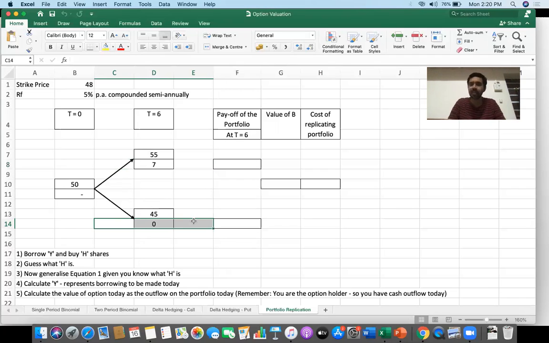We are going to create a portfolio which will have a payoff of $7 if the share price at t equal to 6 is 55, and the payoff will be equal to 0 if the share price is equal to $45, right? So we are now creating a portfolio which is going to have the same payoff as that of the call option, but the call option's payoff is again in turn dependent on what the share price is going to be, right?